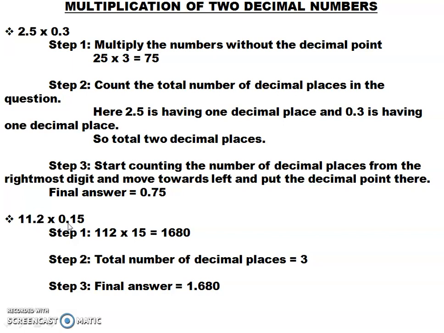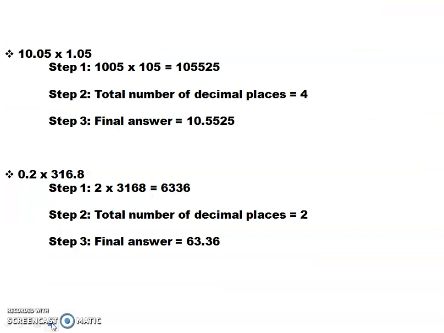Look here. 11.2 into 0.15. How will you multiply? 112 into 15. 112 into 15 is 1680. How many decimal places? Here 1 decimal place. Here 2 decimal places. So in total how many decimal places are there? 1 plus 2, 3 decimal places. So start counting from here. 1, 2, 3. So the final answer is 1.680. This is the same type of questions.